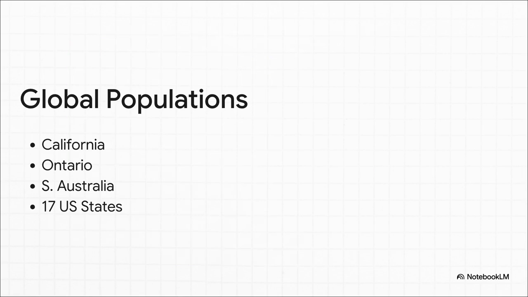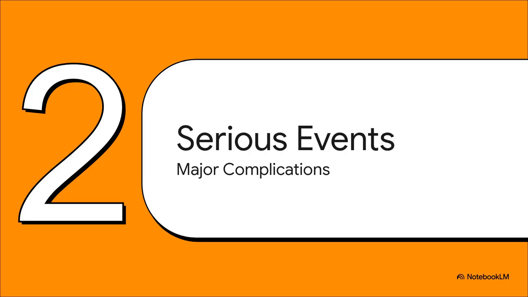Now, to make sure they had a truly robust sample size, the researchers synthesized large cohorts from multiple, very diverse international regions. We're talking data from California, Ontario, South Australia, and a massive 17-state sample from the US. And this is important because when data holds true across so many varied healthcare systems, that statistical signal becomes incredibly hard to ignore.